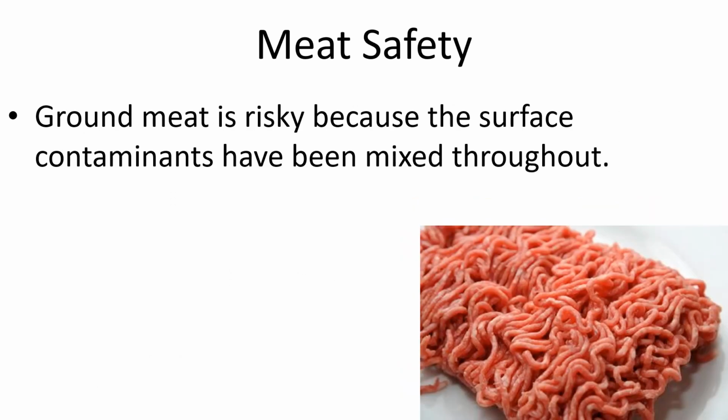Unlike a solid slab of meat, however, if the meat is ground, then the surface of the meat has been distributed throughout the entire bulk of the meat, and this means that any microbial contamination on the surface has also been distributed throughout the bulk of the entire meat. So we cannot safely cook a hamburger to 160 degrees on the outside while the interior remains pink or red.